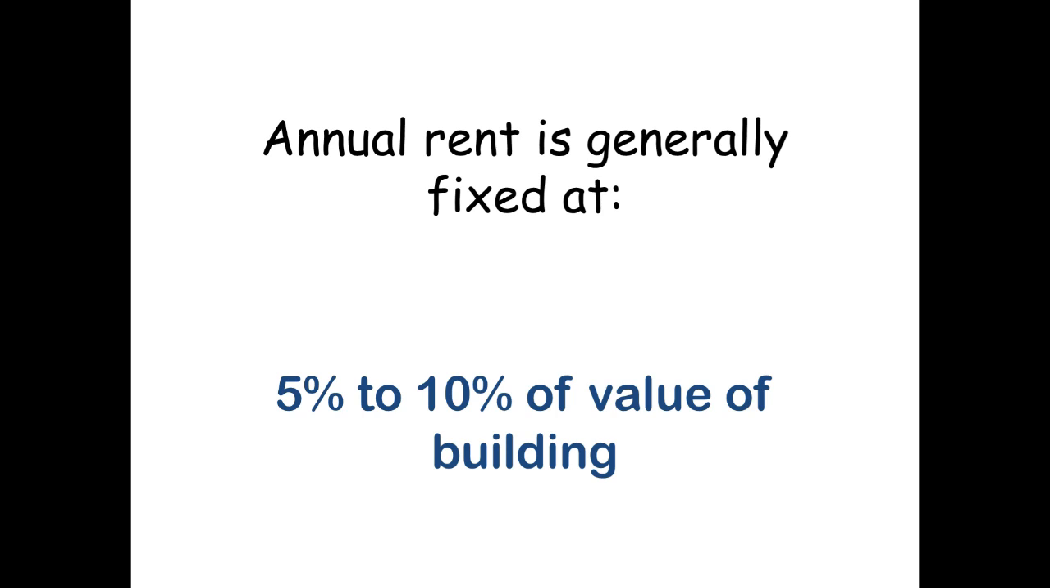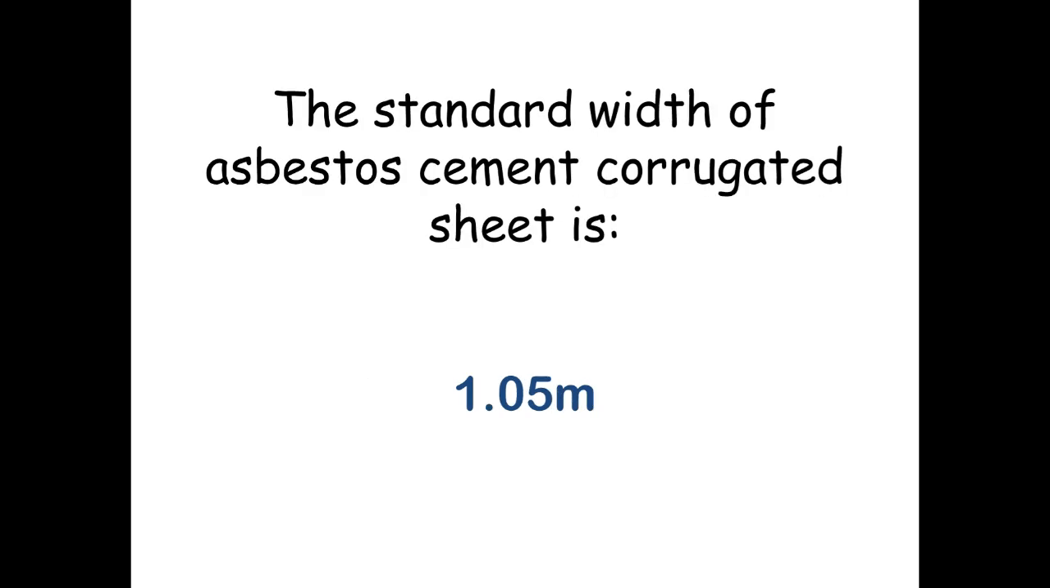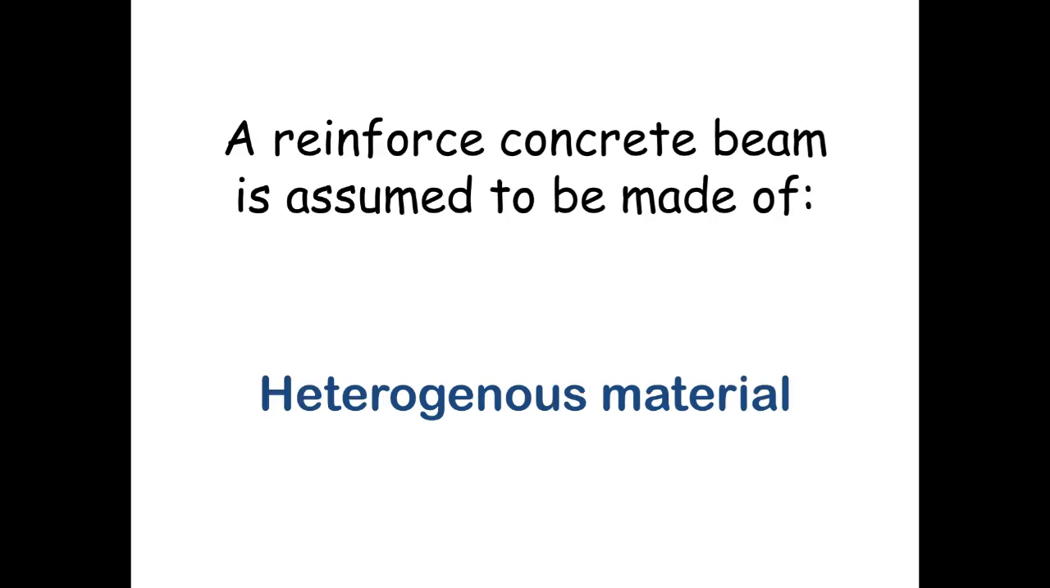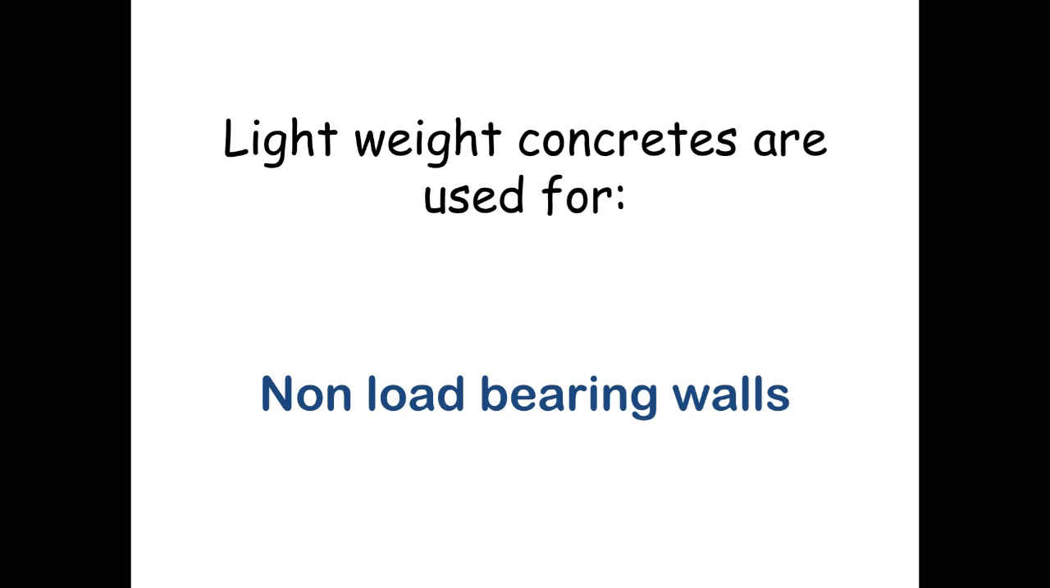Annual rent is generally fixed at 5% to 10% of volume of building. The standard width of asbestos cement corrugated sheet is 1.05 meter. Workability of concrete can be improved by more cement. A reinforced concrete beam is assumed to be made of heterogeneous material. Lightweight concretes are used for non-load bearing walls.